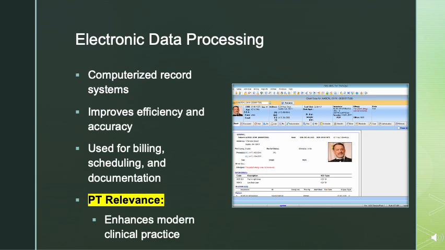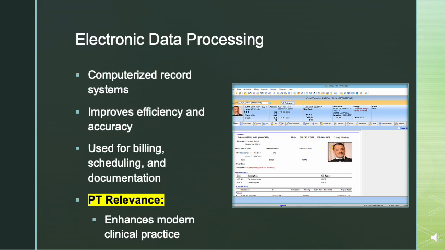Third, it enhances modern clinical practice. Electronic records allow easy access to patient information from different locations within the facility and, in some cases, even remotely. This improves coordination among healthcare providers. It also allows therapists to review patient history quickly before starting a session. In addition, electronic systems support data analysis. Collected data can be used to monitor patient outcomes, evaluate treatment effectiveness, and support research and quality improvement.